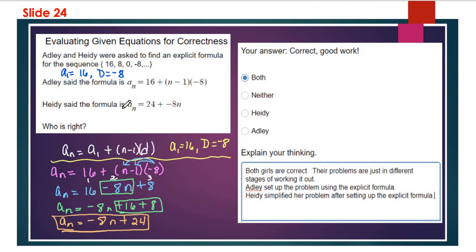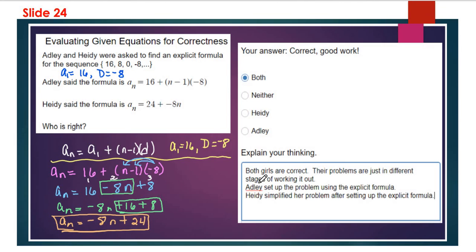Well, who's right? The first thing I did was write the explicit formula right here. Identify the first term and the common difference. And then I substituted all of this in its place right here. Distribute, simplify, replace, or rather, just distribute. Now, -8 times n is -8n. -8 times -1 is +8. Bring down your 16. Write your second term first, and then add your first and your last terms together, and you get 24. Now, as you can see right here, both girls are correct.